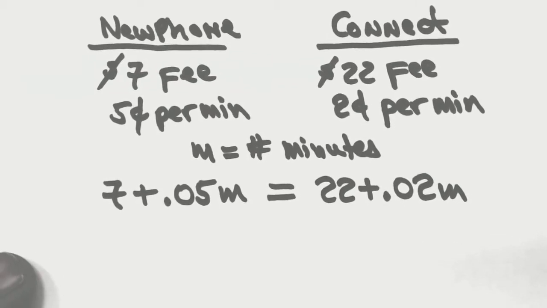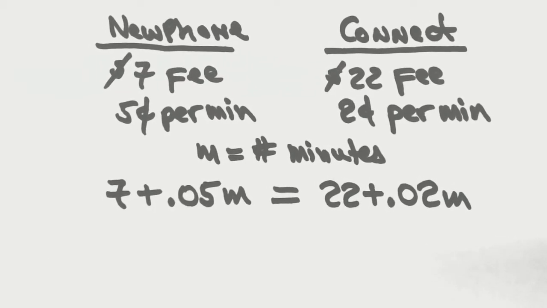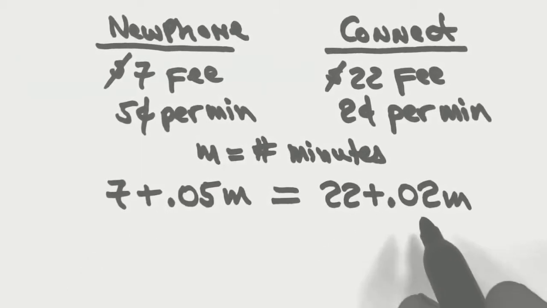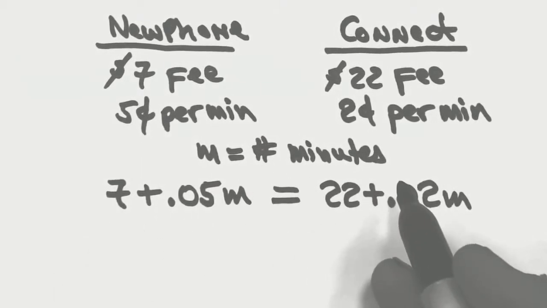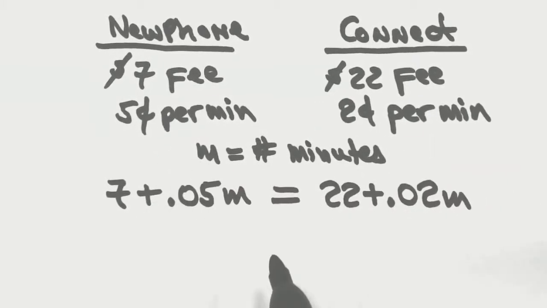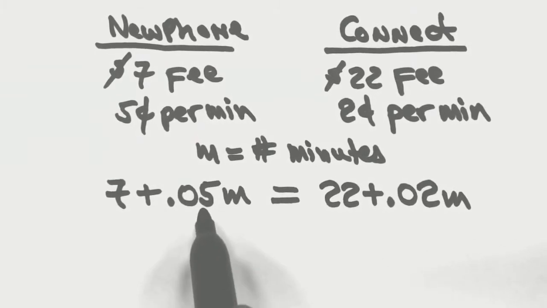Okay, solving this equation, it's a simple little linear equation, will then end up giving us what it is that is the number of minutes that are break even. Then we'll show you what's the best way to go depending on what you're talking. Okay, well, here we go. How do we solve something like this?